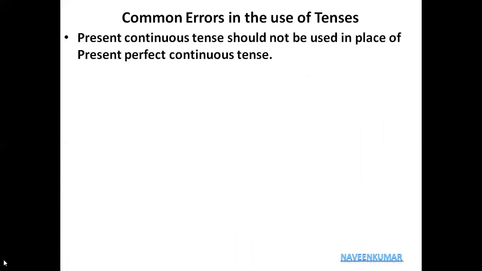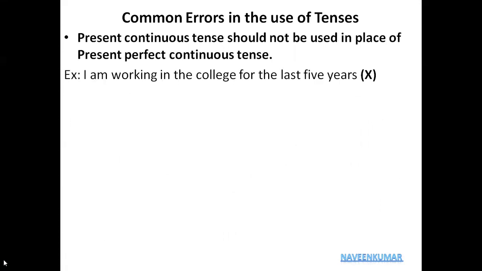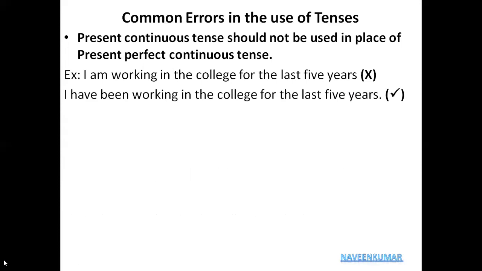First one, present continuous tense should not be used in place of present perfect continuous tense. So many people make this mistake. So let's see the examples. I'm working in the college for the last 5 years. Is it right? No, wrong. What would be the correct form? I have been working in the college for the last 5 years.